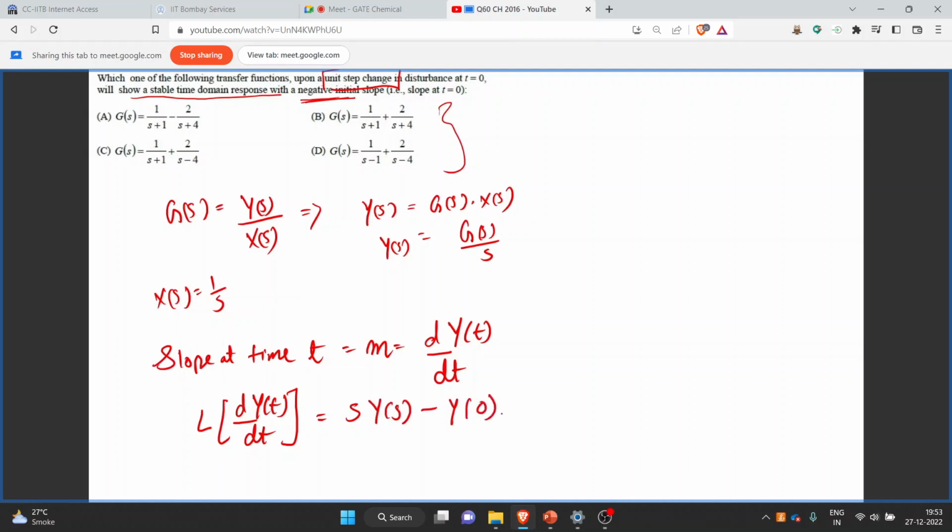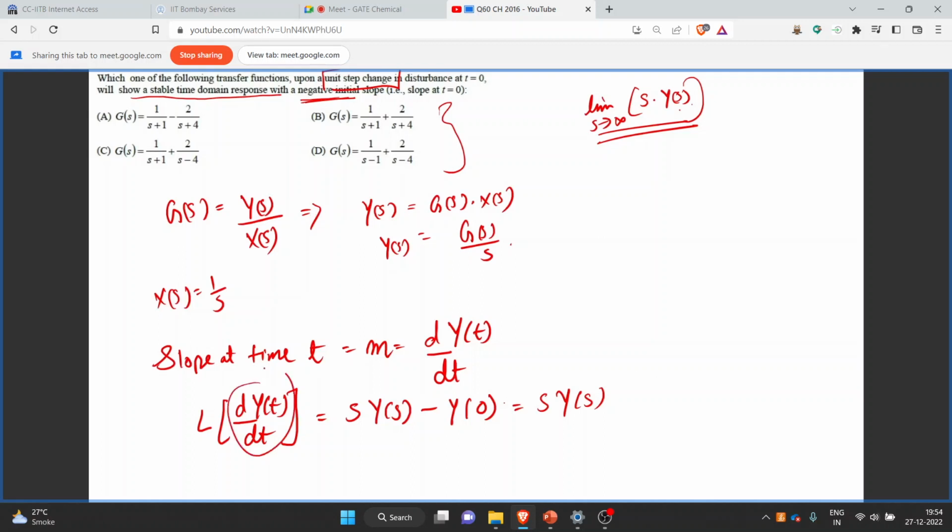minus y(0). Now this y(0) we can find using the initial value theorem, that is limit s tends to infinity of s into Y(s). So now Y(s) you can obtain from this equation, and for each of these cases we will be having this y(0) equal to 0. So the Laplace transform of the derivative will become simply sY(s).